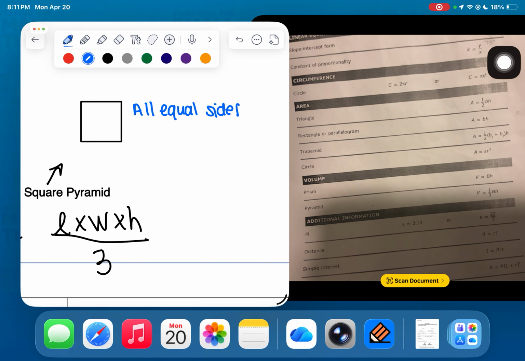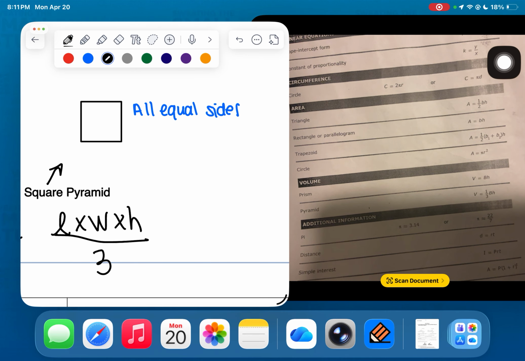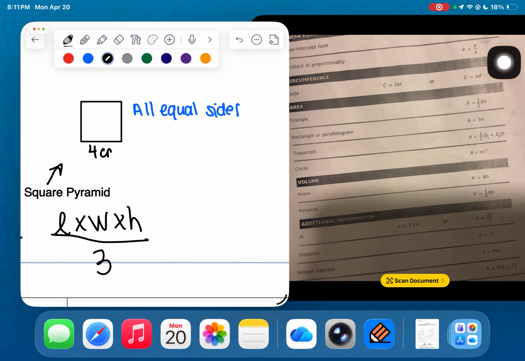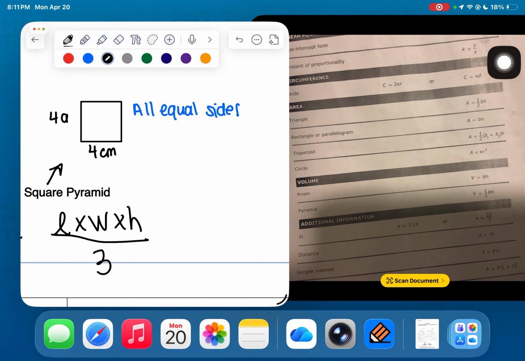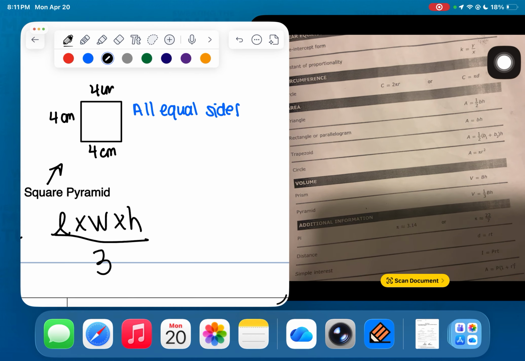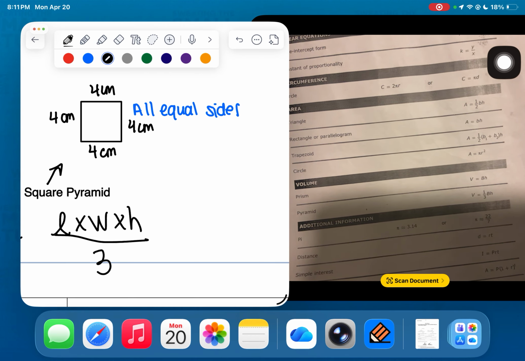Todos sus lados son iguales. And then we can normally identify squares because they're only going to give me one side. Let's say that this side is 4 centimeters. That means that this side is also 4 centimeters. Same and same. How do we find the area of the square?